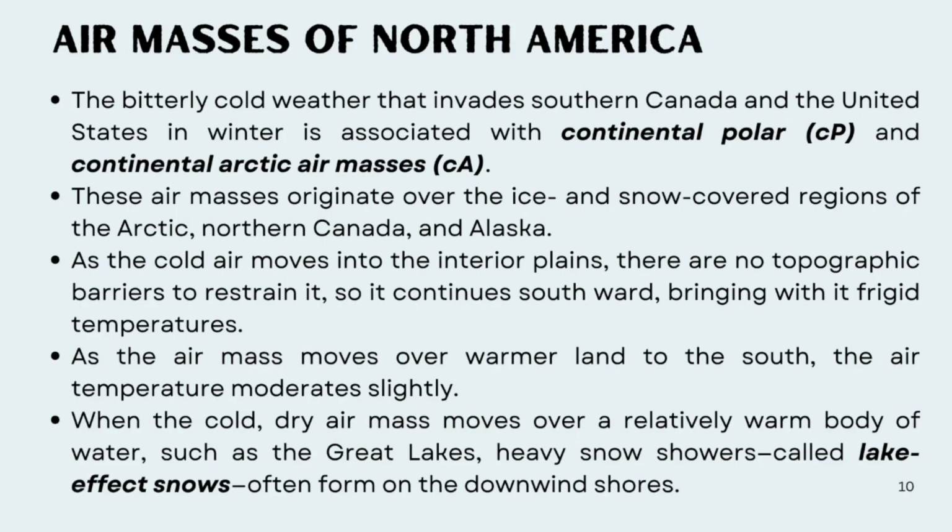The bitterly cold weather that invades southern Canada and United States in winter is associated with continental polar and continental Arctic. These air masses originate over the ice and snow-covered regions of the Arctic, northern Canada, and Alaska, where long, clear nights allow for strong radiational cooling of the surface. Air in contact with the surface becomes quiet, cold, and stable.